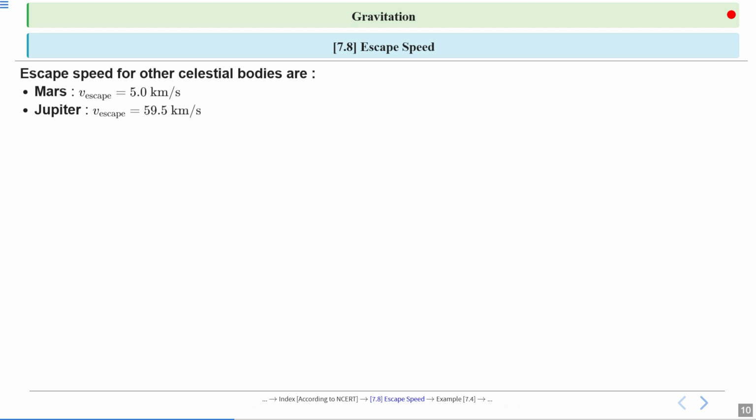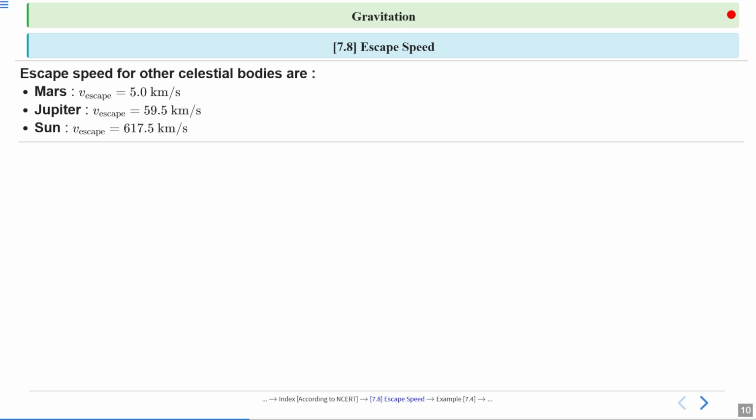The escape speed for Jupiter is 59.5 km per second. This is because Jupiter is much more massive than Mars, so it has a stronger gravitational pull. This higher escape speed reflects the greater energy required to overcome Jupiter's gravity.